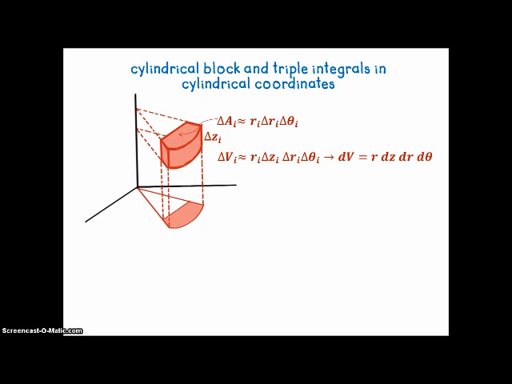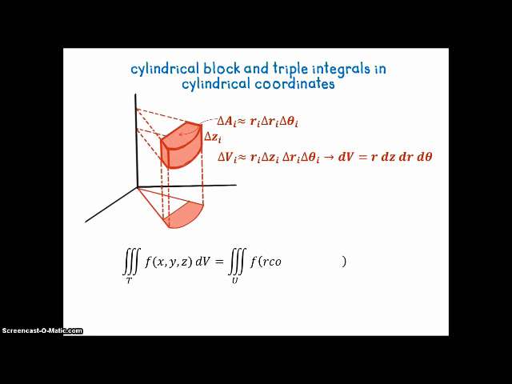the top polar square. And as we integrate, those discrete changes change into instantaneous changes. And so dv becomes r dz dr d theta.